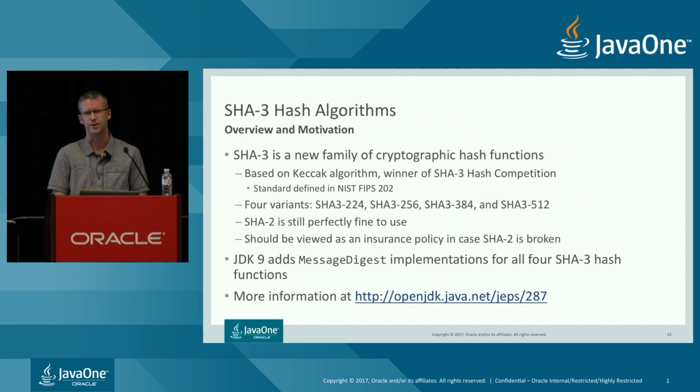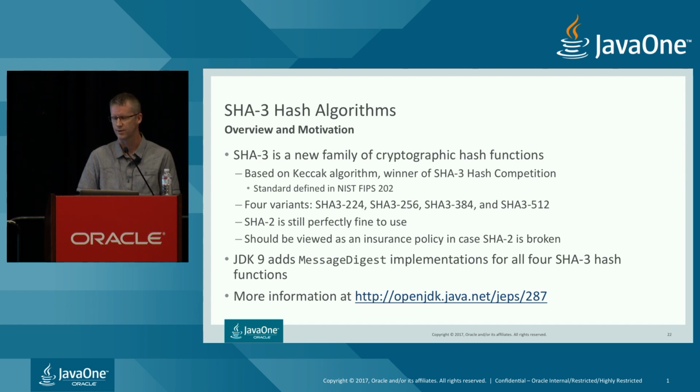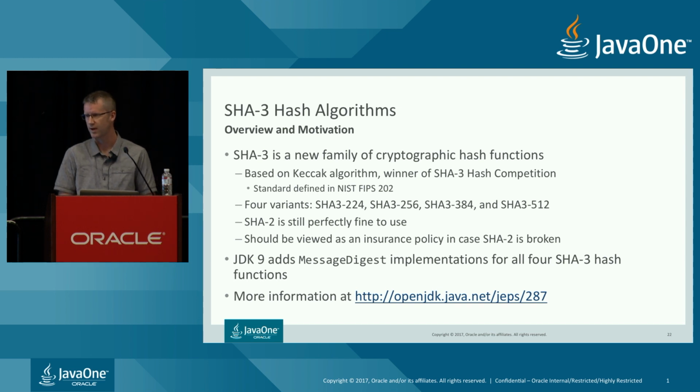So first, in the JCE or JCA layer, we've added support for SHA-3. SHA-3 is a new family of cryptographic hash functions. It's based on the Keccak algorithm, and this was the winner of NIST's SHA-3 hash algorithm competition. This was held over a span of about 5 years. I think it ended in 2012, and Keccak was declared the winner. And the standard is now defined in NIST FIPS 202.